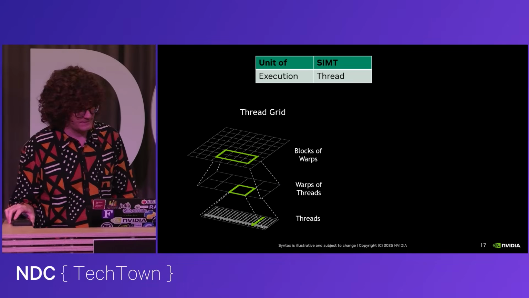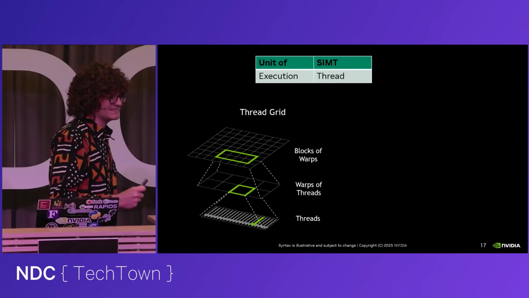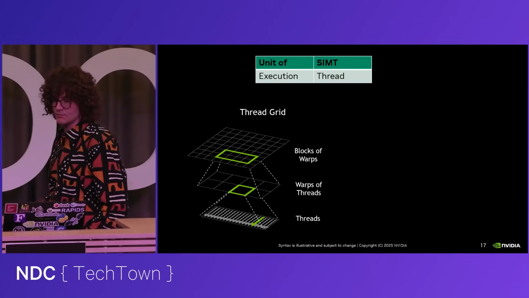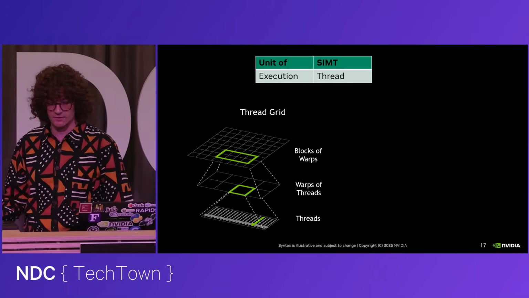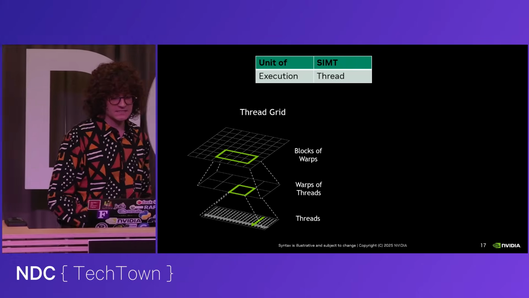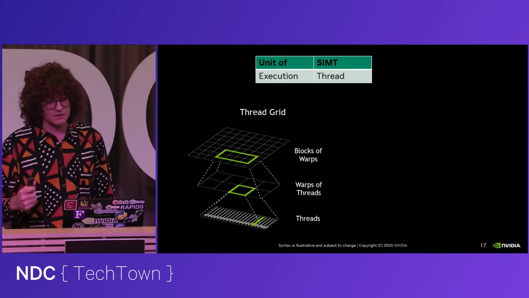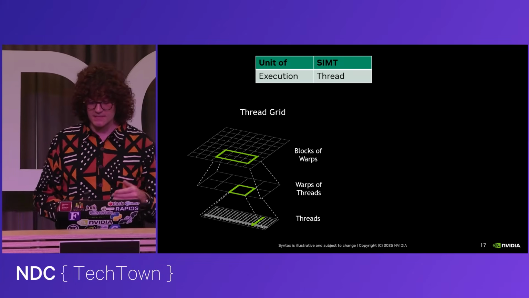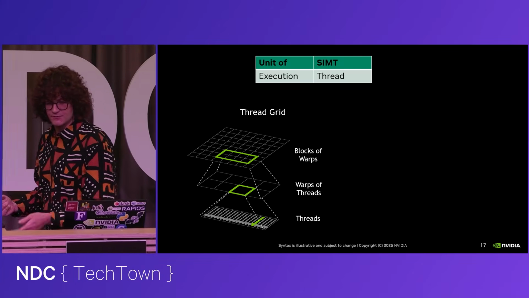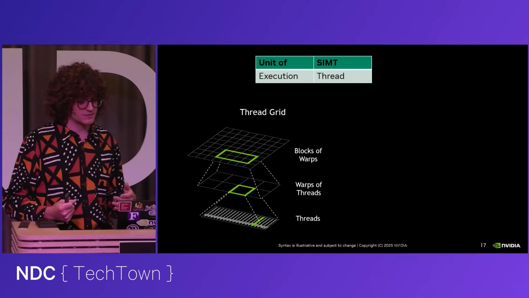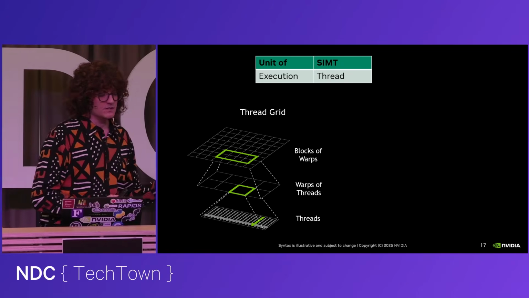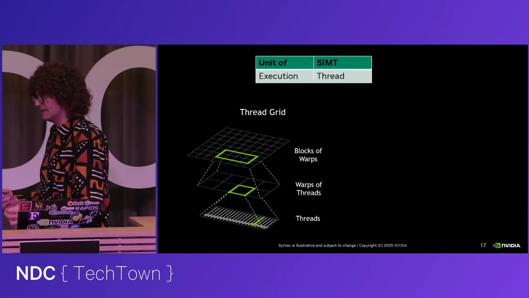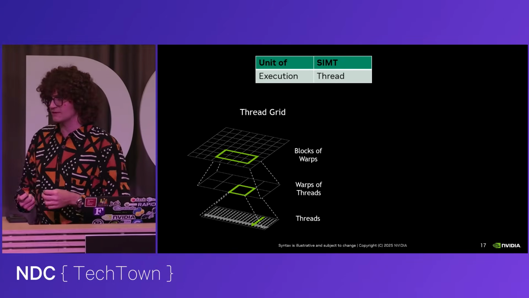In CUDA SIMT, the unit of execution is a thread. You write functions that are executed by many threads at once, and we call these functions kernels. The set of threads that a SIMT kernel runs on is called a thread grid. It's hierarchical, organized into different subgroups of threads, warps of threads, blocks of warps, clusters of blocks, etc. Users have to define the shape of this hierarchy and explicitly program to each level of the hierarchy.